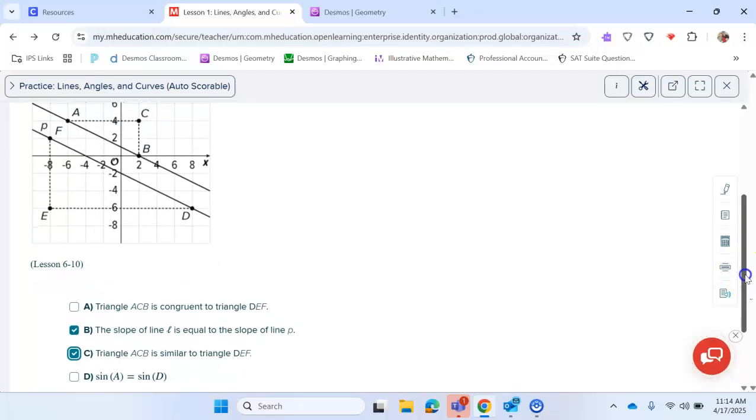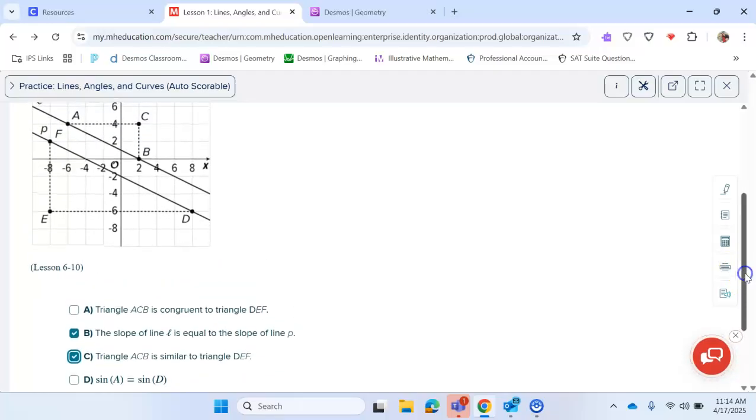The sine of A equals the sine of D. Well, since they're similar, their angle measures are the same. Sine is opposite divided by hypotenuse. So that would be the small leg divided by the hypotenuse, right? And for angle A, opposite it would also be the small leg divided by the hypotenuse. So that is true.